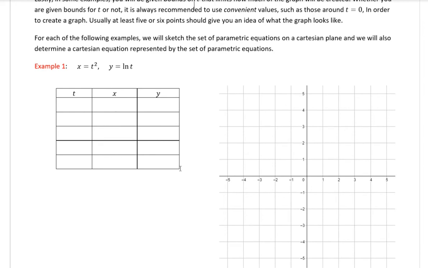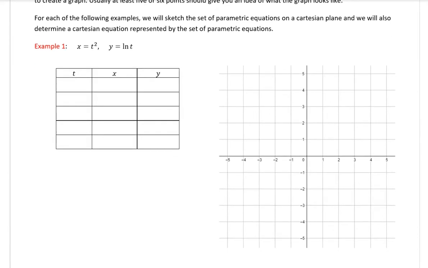So for the following examples, what we're going to do is we're going to sketch the parametric equations as well as the direction of the curve. That's going to be important. And we'll also determine a Cartesian equation represented by the set of parametric equations. Now, we're going to also try to make our goal to get it in terms of y equals if possible, but if not, then so be it.